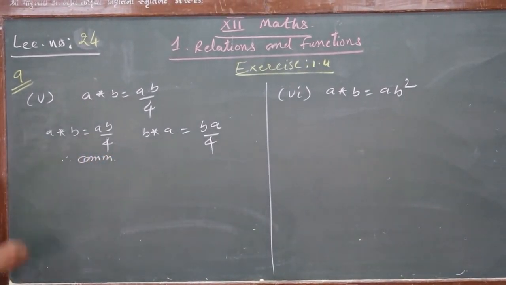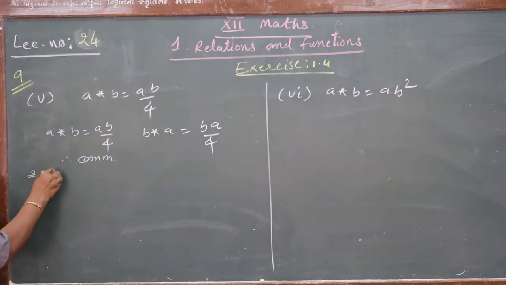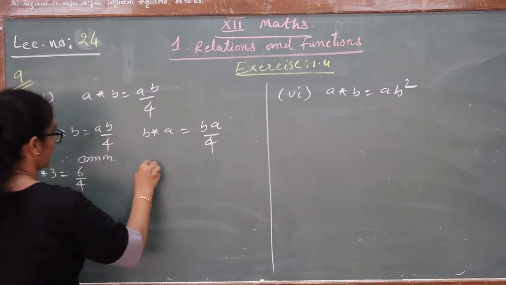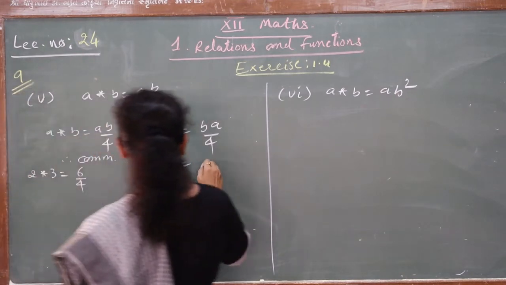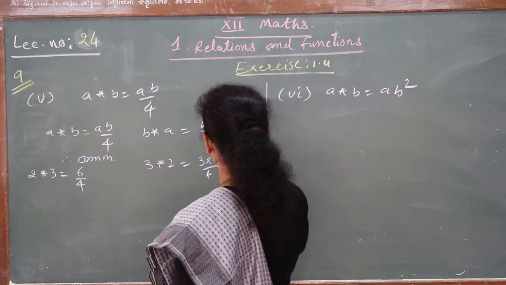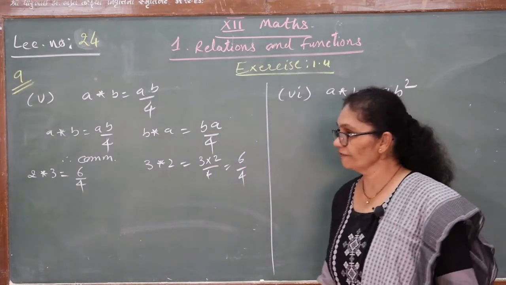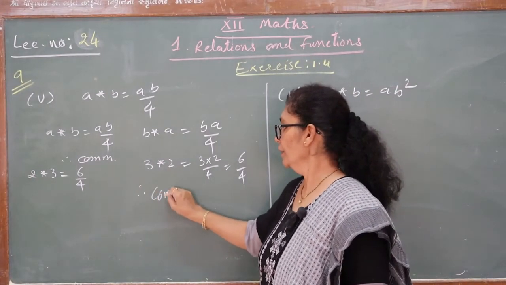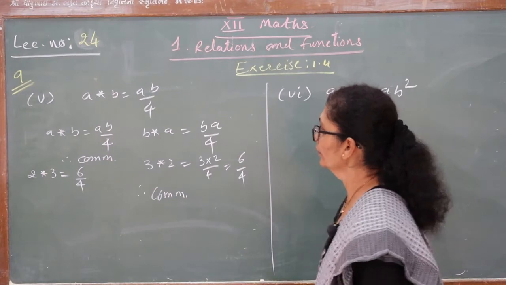Now let's take the numbers 2 and 3. So 2 3s are 6 by 4. Same way 3 and 2. So again 3 2s are 6 by 4. What is the meaning of it? 6 by 4, 6 by 4. So both answers are the same. So you can say it is commutative.